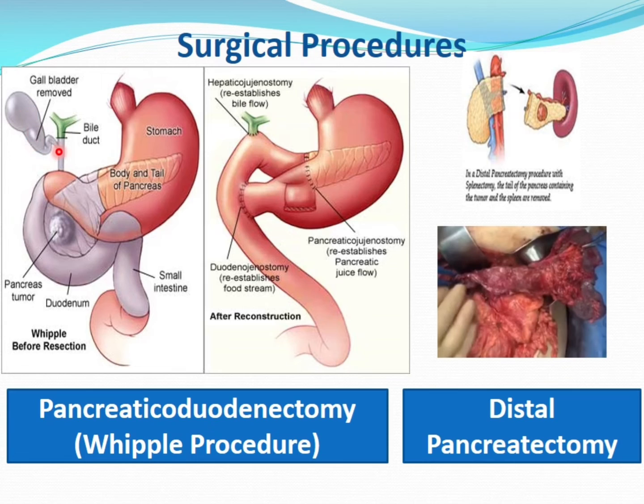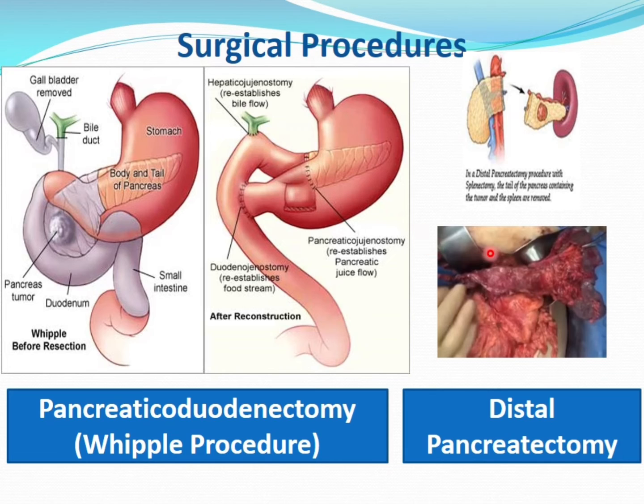Here, in this illustration, it is a pylorus-preserving pancreaticoduodenectomy. If the pylorus is not preserved, it is the classic pancreaticoduodenectomy. Reconstruction is then done by pancreaticojejunostomy and hepaticojejunostomy and duodenojejunostomy or gastrojejunostomy.